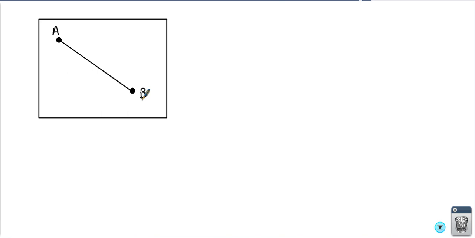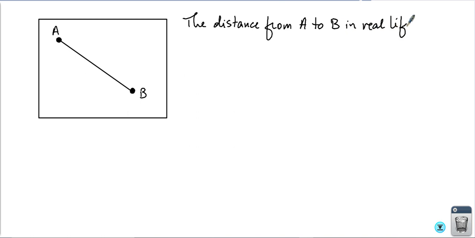And we know that the distance from A to B in real life is 400 kilometers. Now on the map there is written a ratio which is 1 is to 250,000. And we need to find the distance on the map.